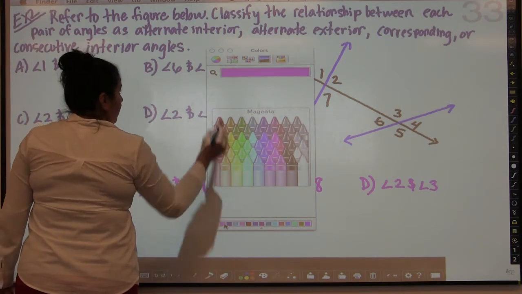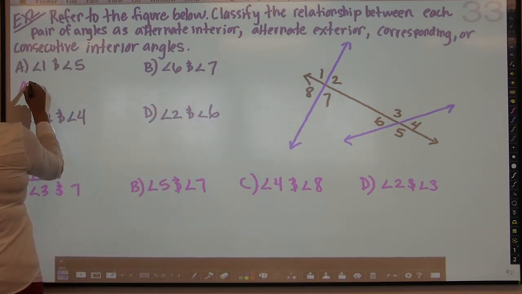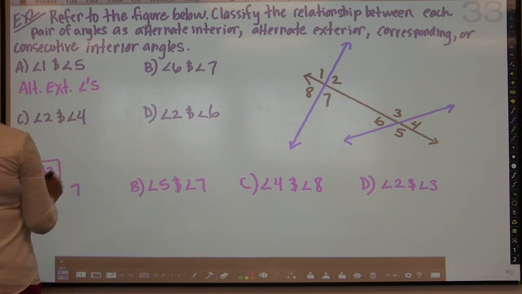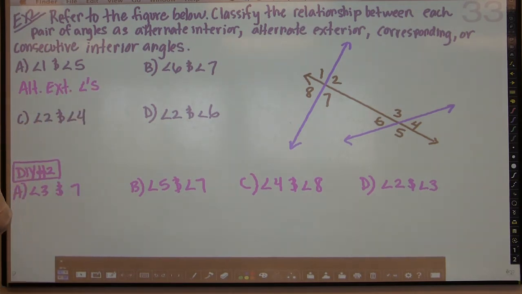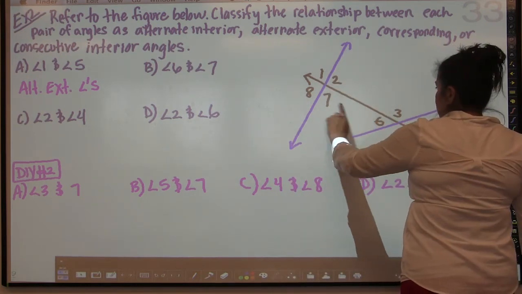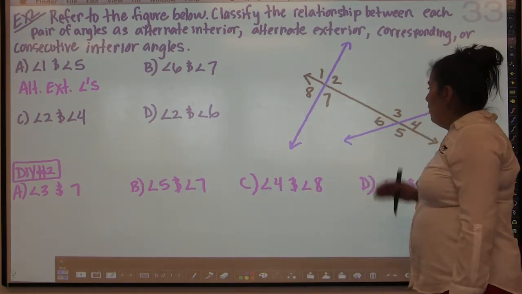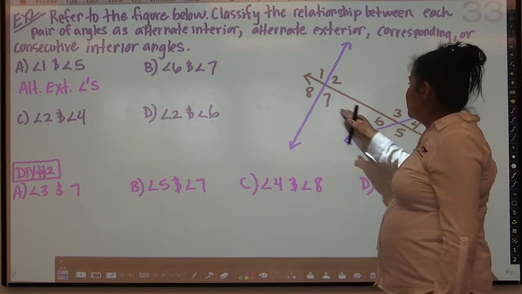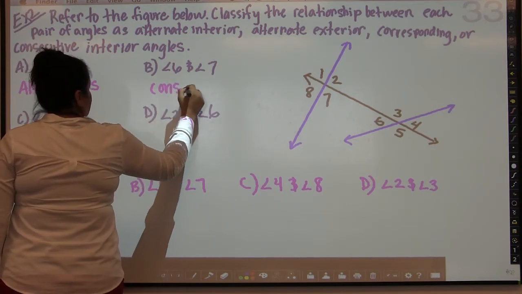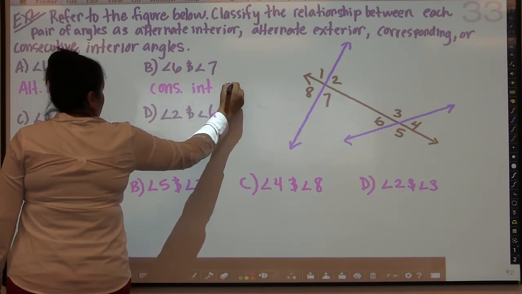So we're going to put here alternate exterior angles. And feel free to go ahead and abbreviate when you can, because I know that it's a lot of writing. Okay, 6 and 7. 6 and 7 are interior angles. They're both inside of the two lines here, and they're on the same side of the transversal. So 6 and 7 would be consecutive interior angles.